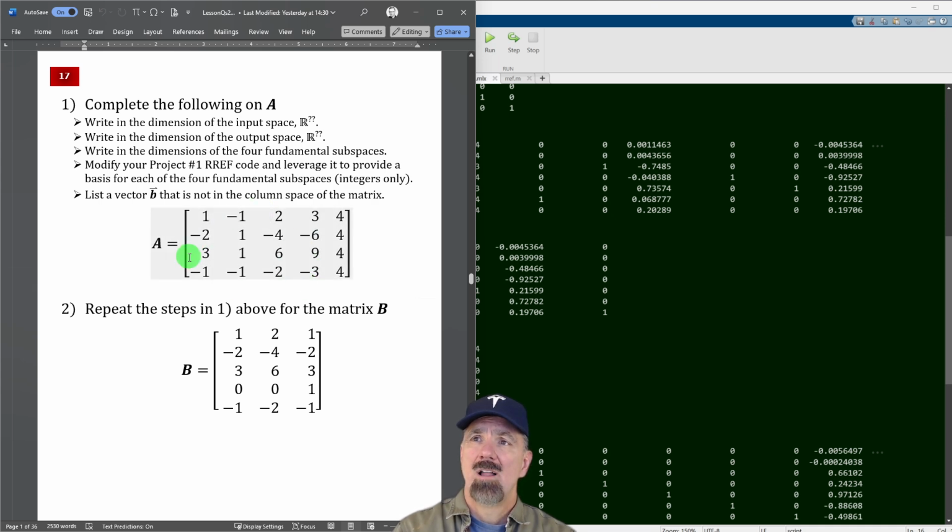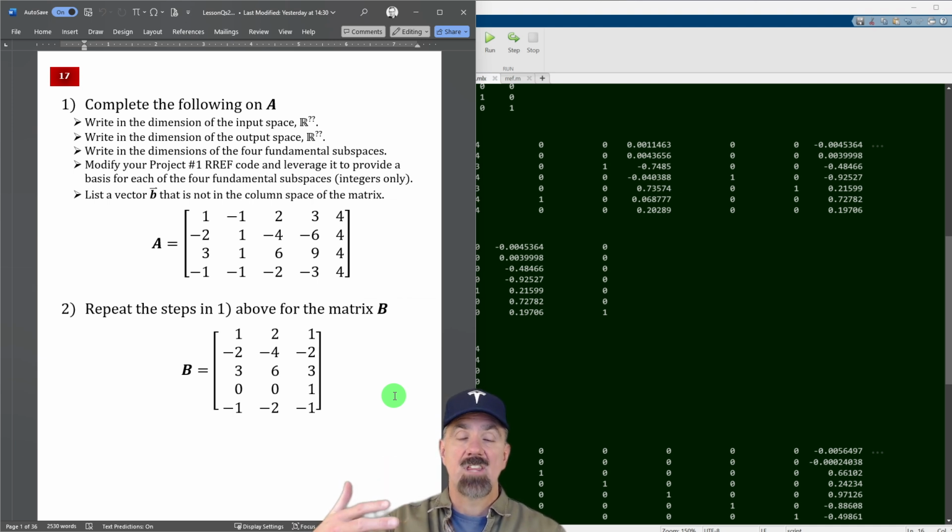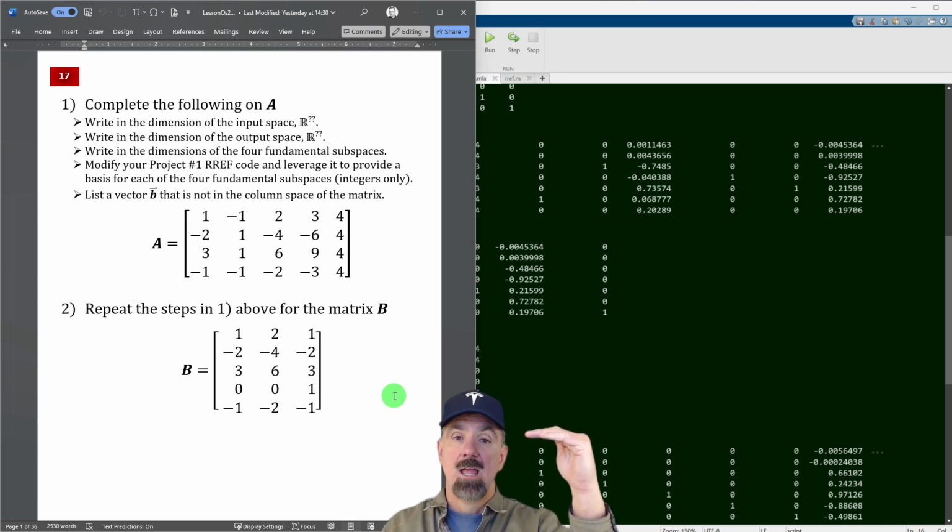You're going to work on this matrix and this matrix. Those are the 2 participation problems. It'll take you a little bit of work. All you have to do to change your code for the RREF is make it so that you take in whatever the A is and you augment it with an identity matrix that is square, of course, that has the same number of rows as the A matrix.